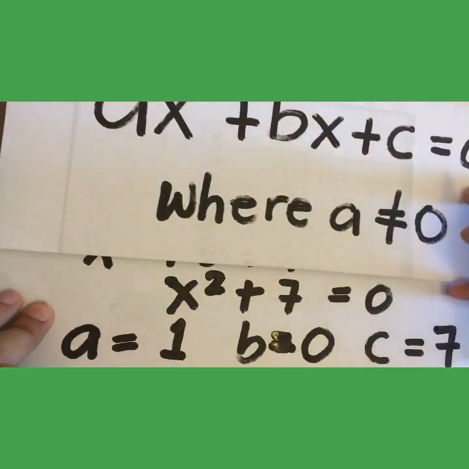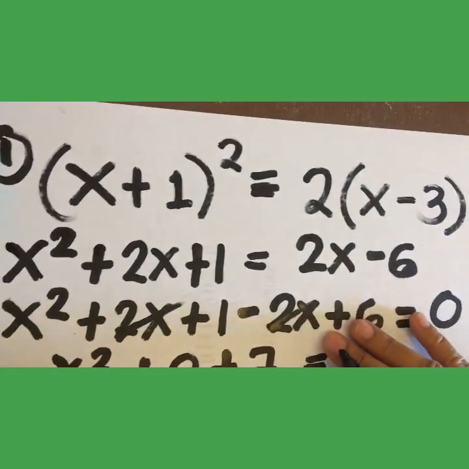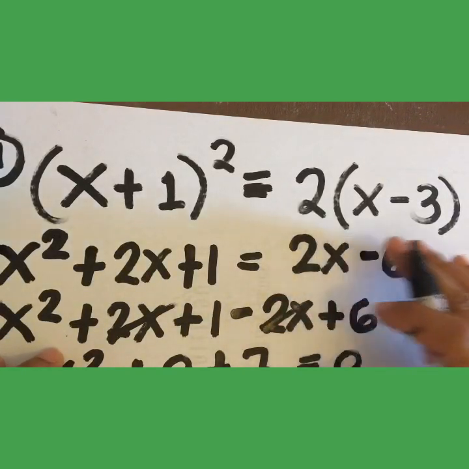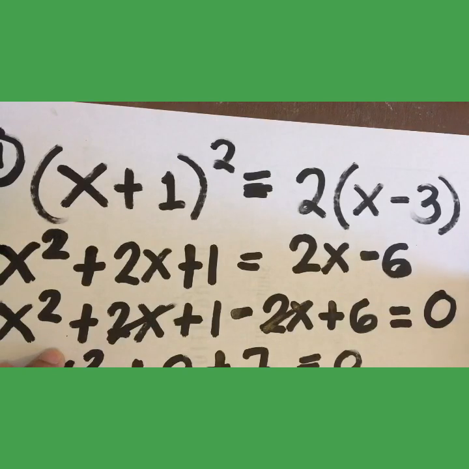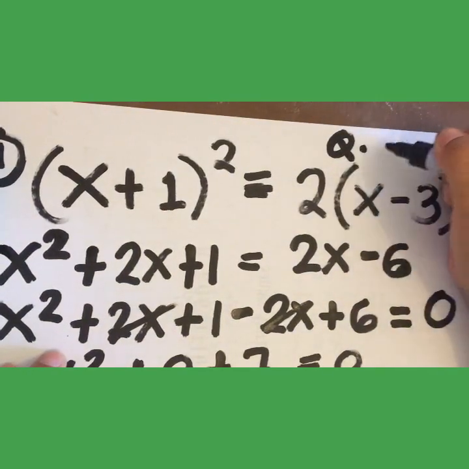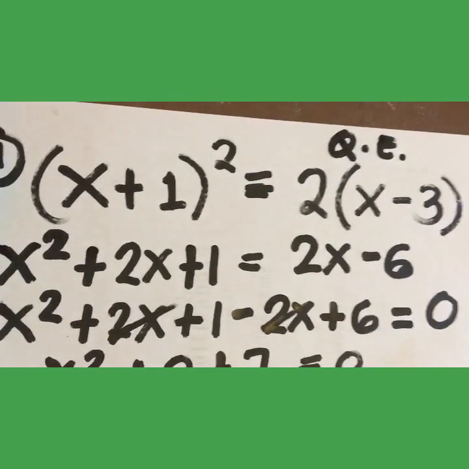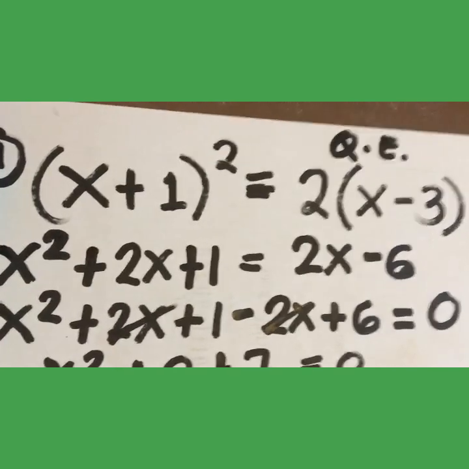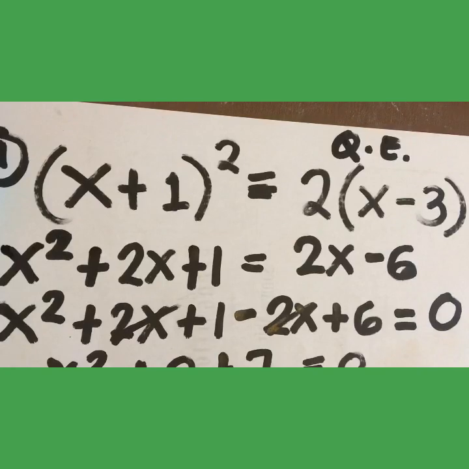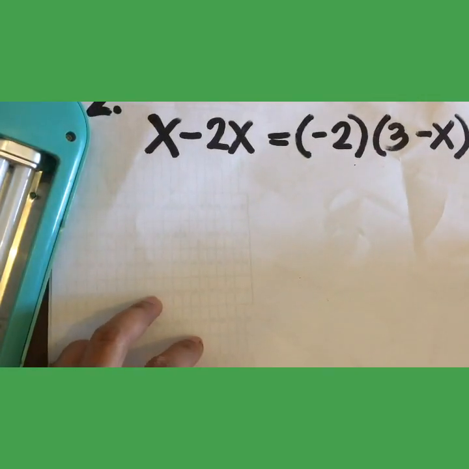And therefore, this equation, x plus 1 squared equals 2 times the quantity x minus 3, is a what? It's a quadratic equation because it satisfies the condition a is not equal to 0 and the highest degree is 2. Okay, so let's proceed now to number 2.